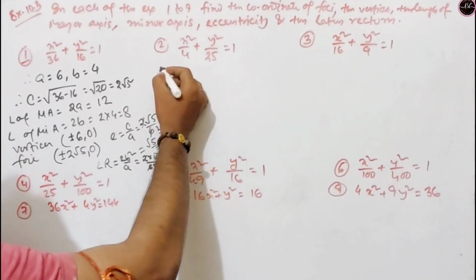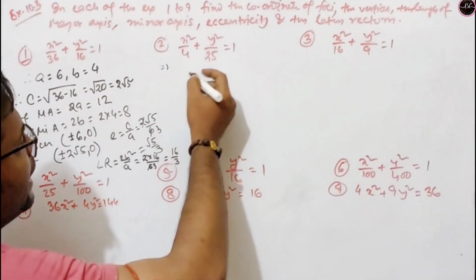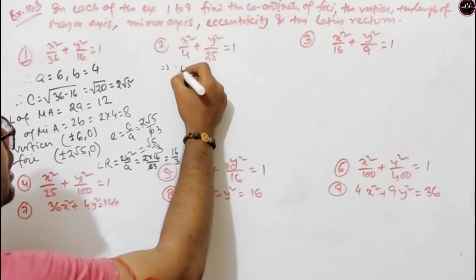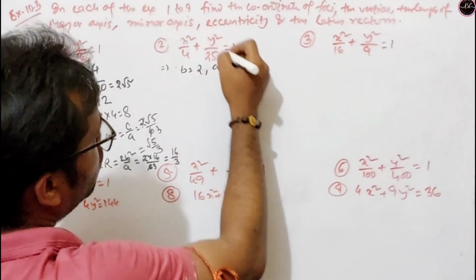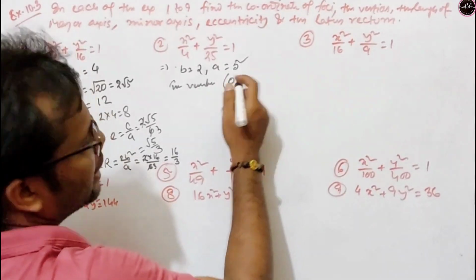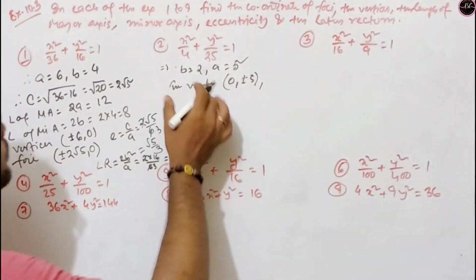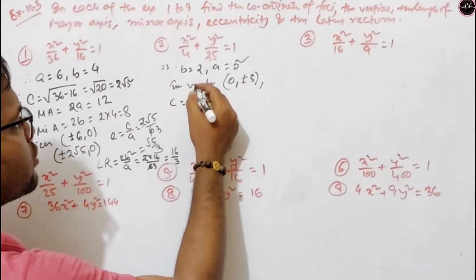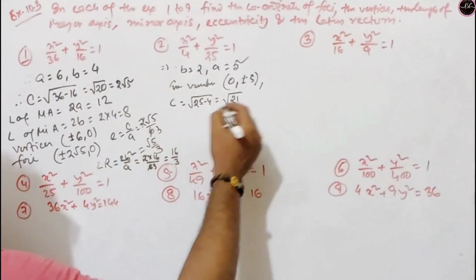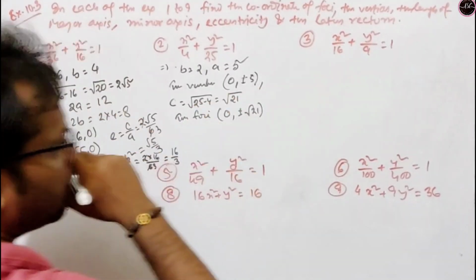Now look at this question 2. Here just look, the coefficient of y square has larger denominator. So here the axis is y axis. So here b equal to root 4, that means 2, and a equal to root 25, that means 5. So the vertices, as vertices are on y axis, are 0 comma plus minus 5, and for the foci we have to find c equal to root a square minus b square, that means 25 minus 4, that means root 21. So the foci are 0 comma plus minus root 21.